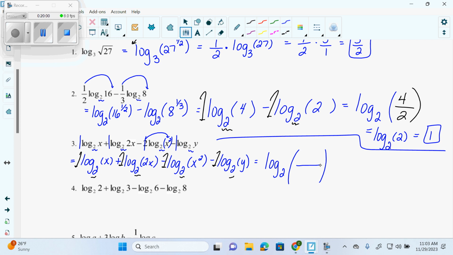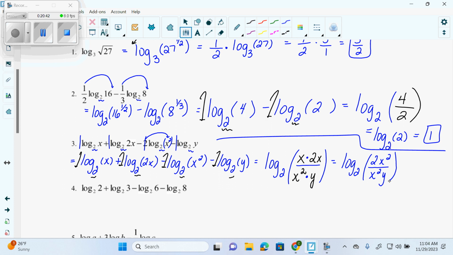So this log base 2 of x has a plus 1 in front, so my x goes to the numerator. And this one, log base 2 of 2x, has a plus 1 in front, so my 2x goes to my numerator. And then it's multiplied, always multiplied if you have more than one thing in the numerator or denominator. And this one has a minus 1 in front, so x squared goes to my denominator. And this one has a minus 1 in front, so y goes to my denominator. And then I have more than one thing, so they're multiplied. So now I have log base 2 of 2x squared over x squared y.